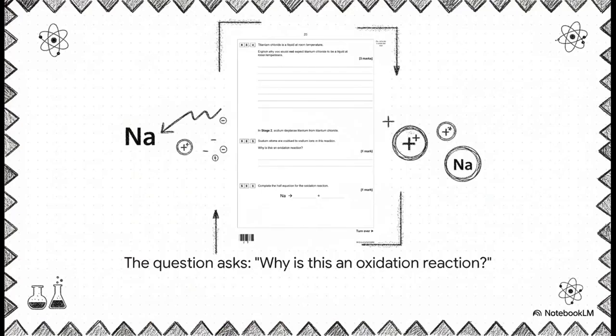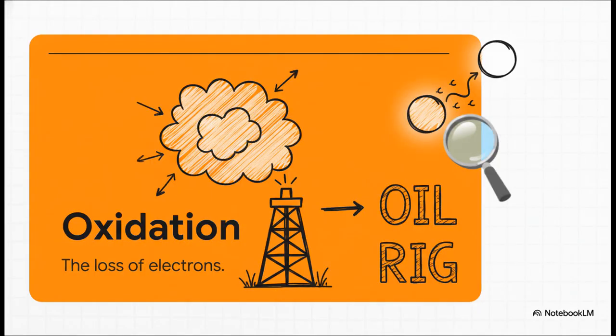So the question asks why the reaction is an oxidation. Now, that seems pretty straightforward, right? But the examiner isn't looking for just any old explanation. They want a very specific technical definition to give you that mark. Before we even peek at the mark scheme, let's just remember the absolute fundamental definition. You've probably heard of OIL RIG, right? Oxidation is loss, reduction is gain. We are laser focused on that loss of electrons bit.